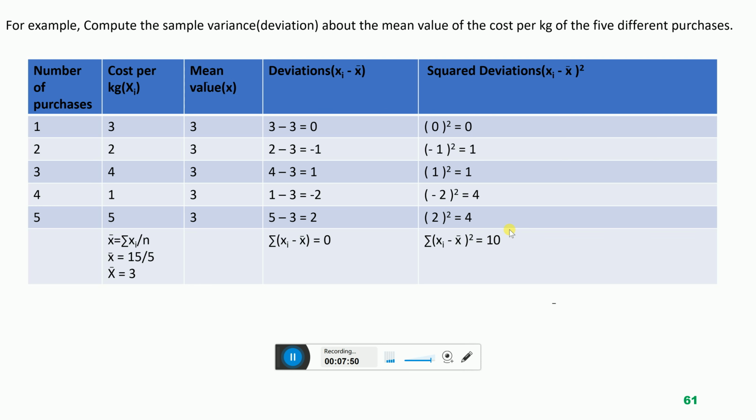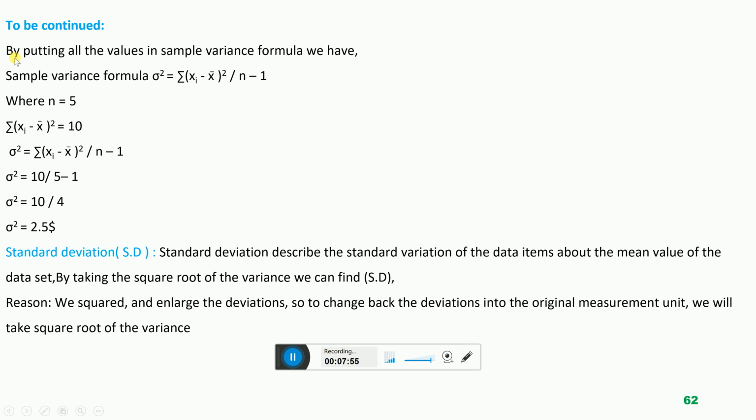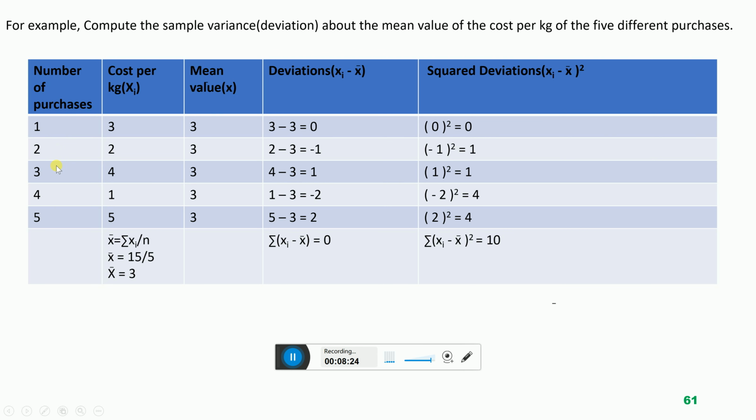We will put all these values in the sample variance formula. The sample variance formula is sigma square is equal to the summation of xi minus x bar whole square, whole divided by n minus 1, where xi is each data item, x bar is the mean value of the data set, and n is the number of data items in the data set. So the sample size is 5. The number of data items is 5 in the data set. You can see from here, 5 different raw materials.